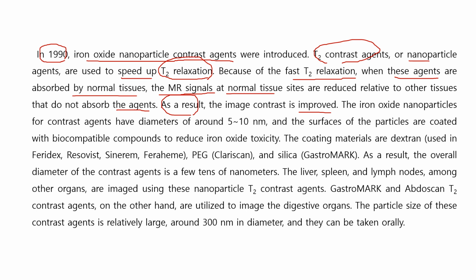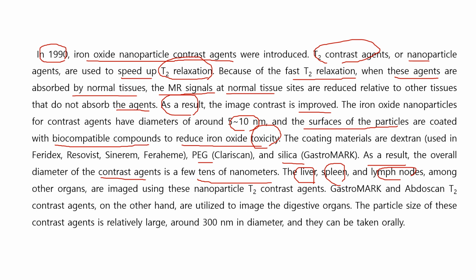The iron oxide nanoparticles for contrast agents have diameters of around 5 to 10 nanometers, and the surface of the particles is coated with biocompatible compounds to reduce the iron oxide toxicity. The coating materials are dextran, PEG, and silica. As a result, the overall diameter of the contrast agent is a few tens of nanometers. The liver, spleen, and lymph nodes, among other organs, are imaged using these nanoparticle T2 contrast agents. Gastromark and Ferumoxsil T2 contrast agents, on the other hand, are utilized to image the digestive organs. The particle size of these contrast agents is relatively larger, around 300 nanometers in diameter, and they can be taken orally.